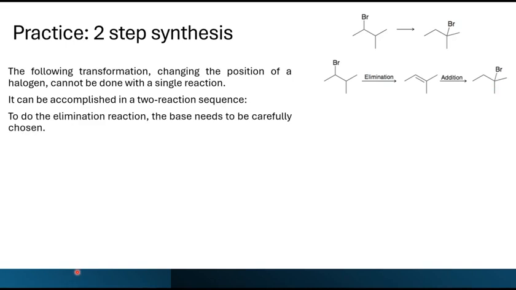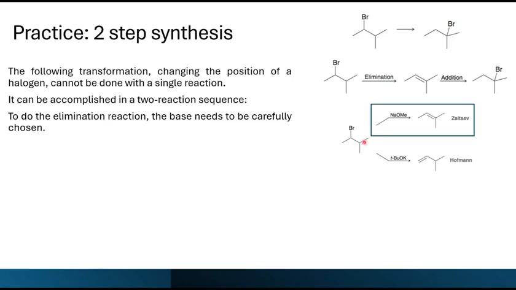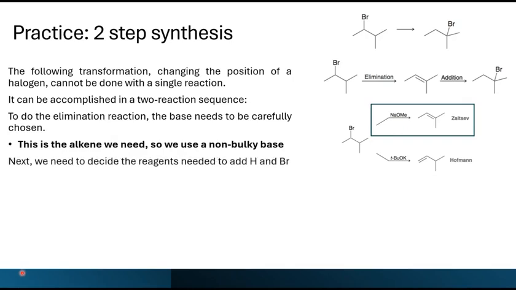To do the elimination reaction, the base needs to be carefully chosen. If we choose a base that's strong and sterically unhindered, we're going to get the more stable product, the Zaitsev product. If we use a strong bulky base, like tert-butoxide, we're going to get the Hofmann product. Since we want the double bond to be between the second and third carbon, we're going to go ahead and use the sodium methoxide reagent. So since we know that's the alkene we need, we're going to use a non-bulky strong base.